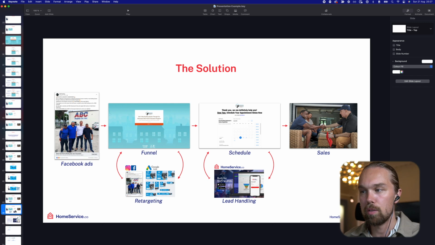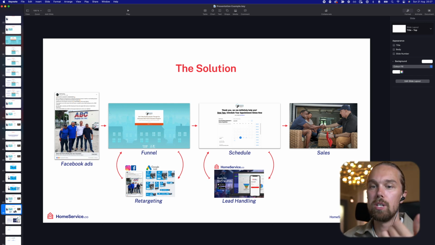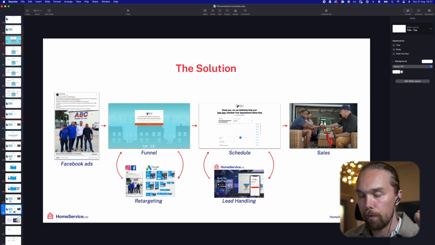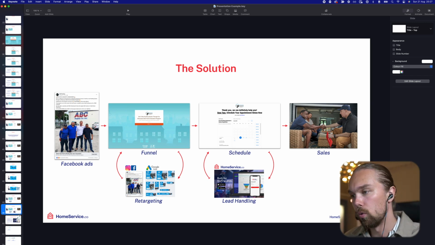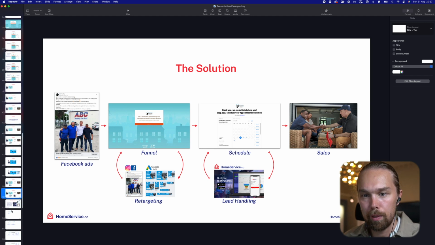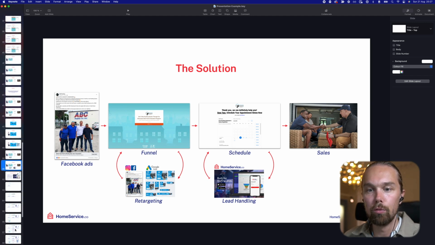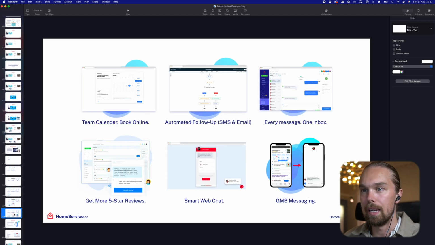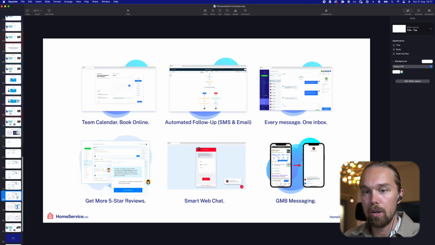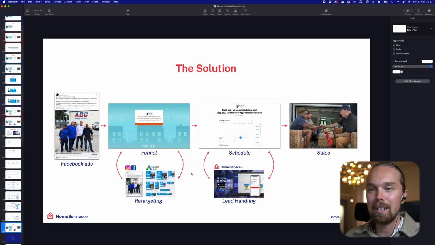And then we also explain to them regarding our own lead handling software called homeservice.co, which is our marketing automation system. We have our funnels in there, our scheduling tool, our survey builder and form builder. We have everything in there. So we kind of go over what's included in our software as well. Not mandatory, but the main thing here is the solution.